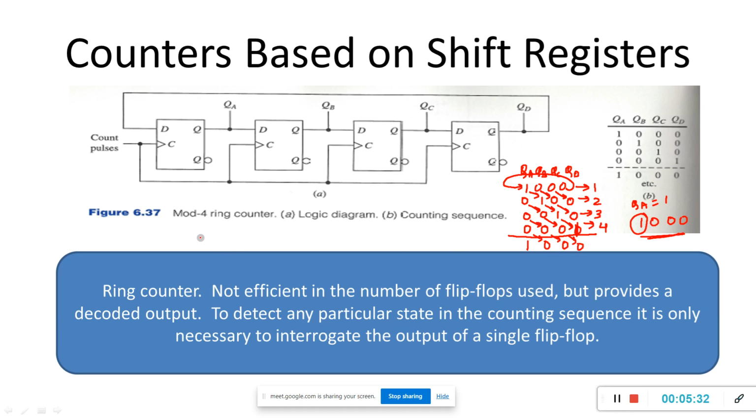But it is not efficient, because n flip flops will generate only n states. However, in order to detect the state, only one of the flip flop outputs needs to be checked to know which state it is. Okay, so this is about the ring counter.